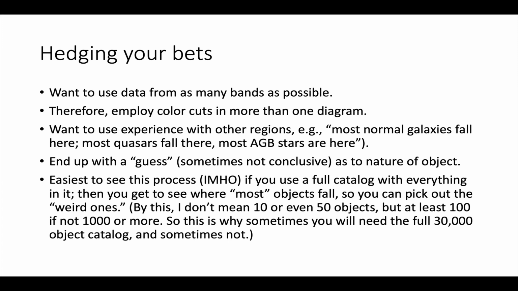In my opinion, it's easiest to see this process if you use a big catalog, because then you can see more easily where most objects fall, so you can identify the strange ones. So you don't want 10 or 50, but you need thousands of objects in order to see where most of them fall. So sometimes you're going to need to use the big catalog and sometimes not.